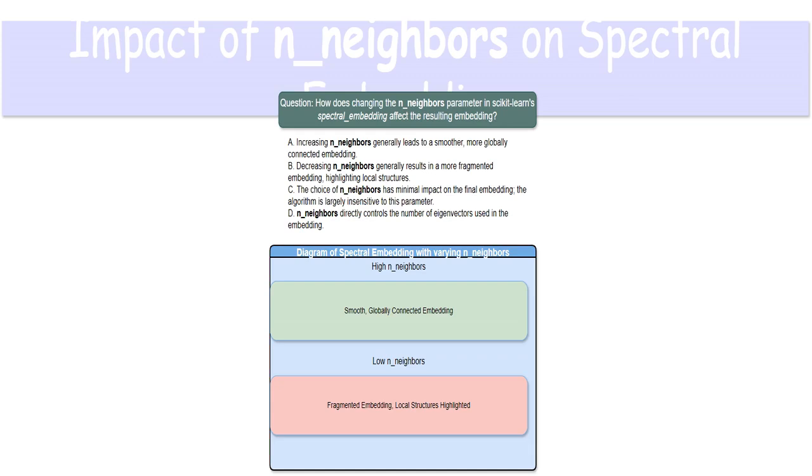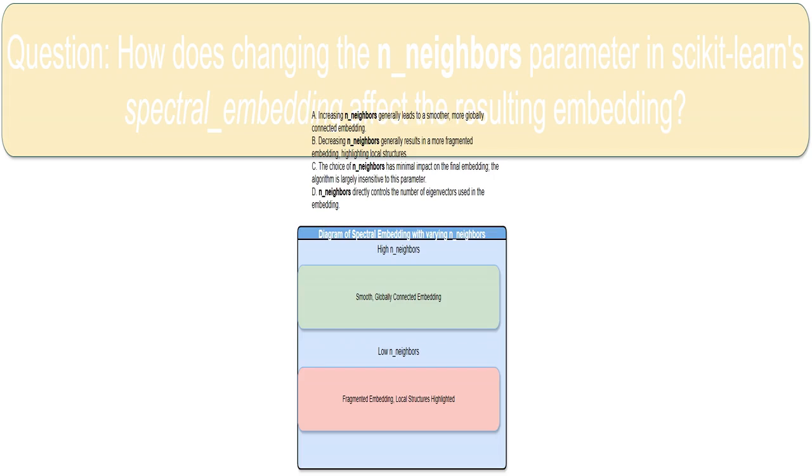I'm analyzing how the n_neighbors parameter affects the results of spectral embedding, a dimensionality reduction technique in Sklearn. I'll explain how changing this parameter alters the resulting embedding structure. This question explores the core concept of how the number of nearest neighbors considered during graph construction influences the final low-dimensional representation of the data.